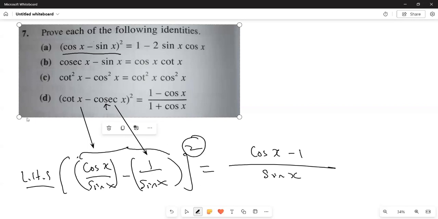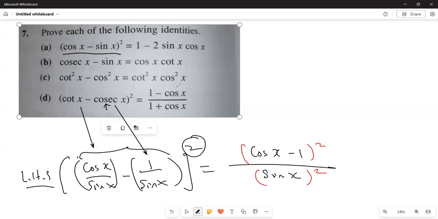So when you have a square, what you do? You square the numerator and you square the denominator. Yes or no? Okay, I'm going to stop here for a while because my handwriting is very big. All right. So I got no space. Okay, let's continue from here.